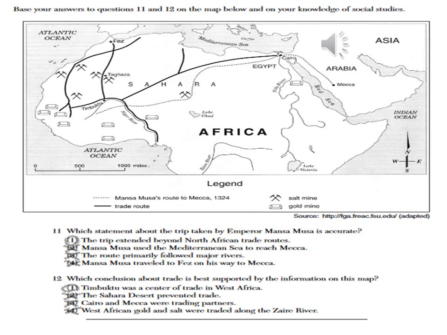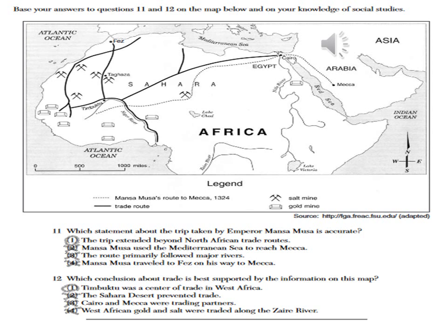Is it 1, trip extended beyond North African trade routes? Is it 2, Mansa Musa used the Mediterranean Sea to reach Mecca? Is it 3, the route primarily followed major rivers? Or is it 4, Mansa Musa traveled to Fez on his way to Mecca?